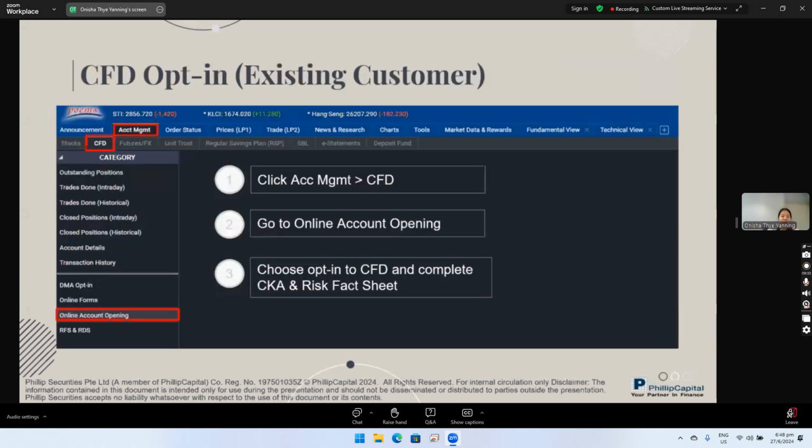Okay, for our existing customers who want to opt into our MT5 account, it's very easy. You log into your Poems account, then go to account management, CFD, and then online account openings, and then you can choose to opt in to CFD MT5, or to opt into CFD, and complete the CKA and risk fact sheet. This is for our existing customers who already have a Poems stock account. So this one is to open a CFD account.